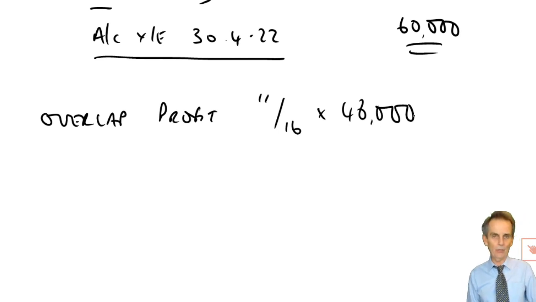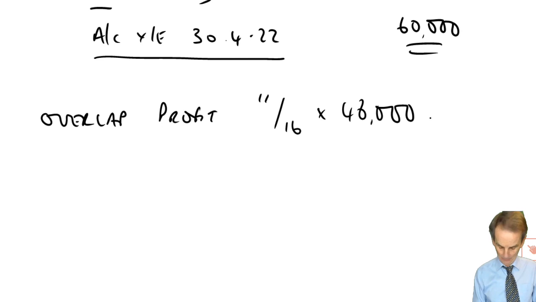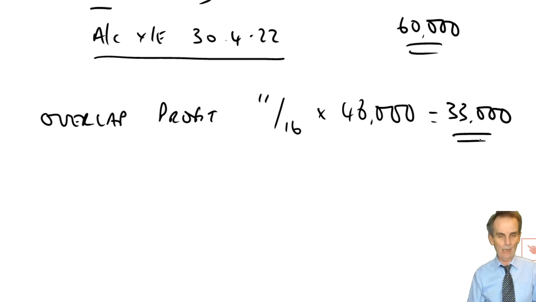11 of those months have been common to both the second and the third tax years of assessment. That therefore means that we're talking about an overlap profit of 33,000. Remember, what do we do with that overlap profit? We note that, and it will come into play when dealing with cessation of trading, in determining the assessment for the very final tax year in which we traded.